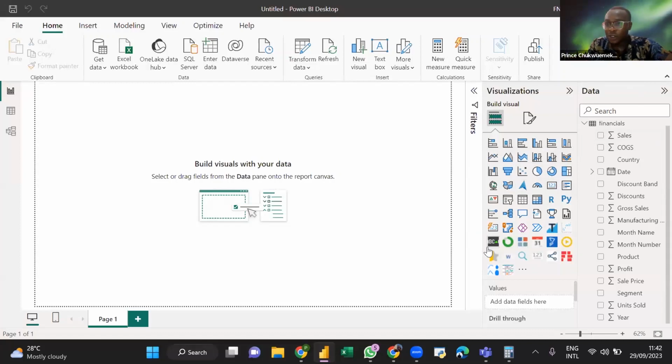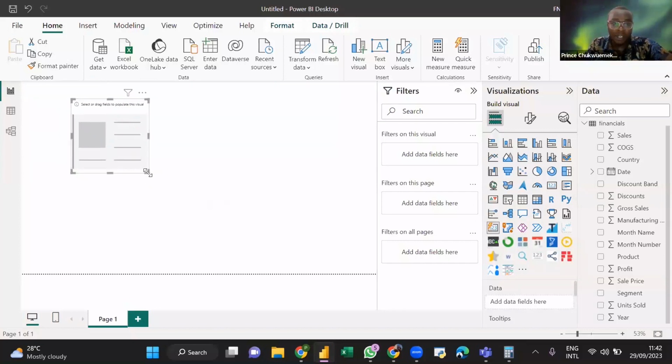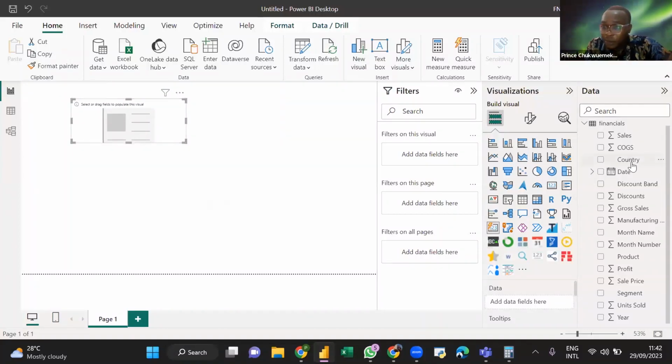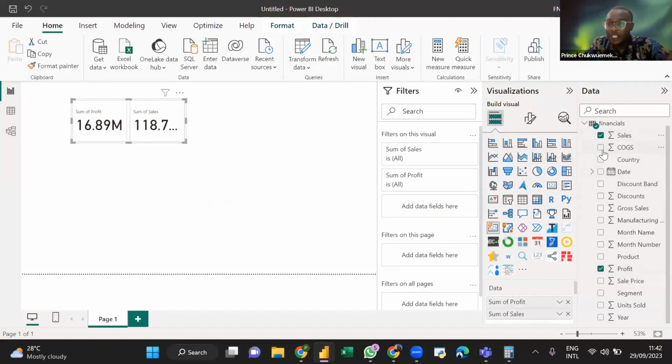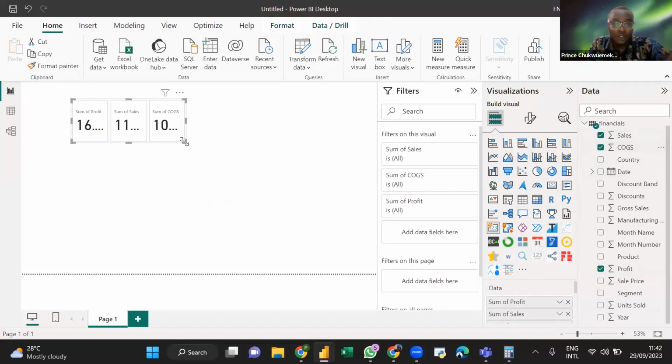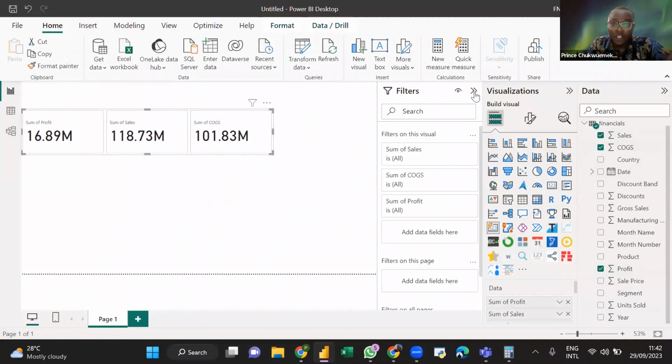The first thing I would want to do is to see my total sales. I want to know how my company is performing. So I'm going to be using this new card visual that Power BI launched. I want to see my profits, so I'm going to click on profit. I also want to see my sales, which is going to be like revenue, while this would be cost of goods. These are the three things I want to see for now.